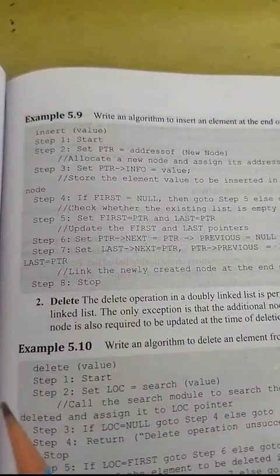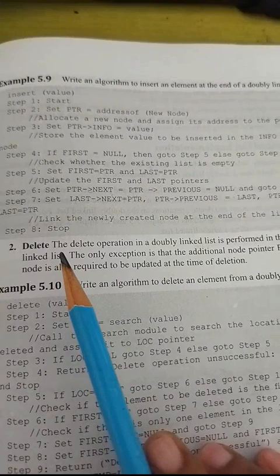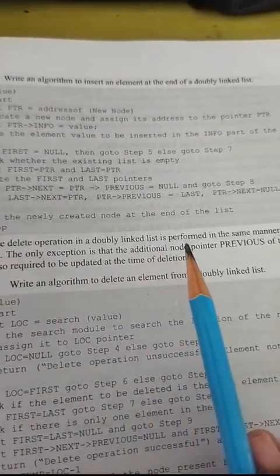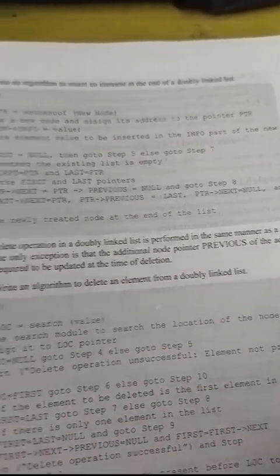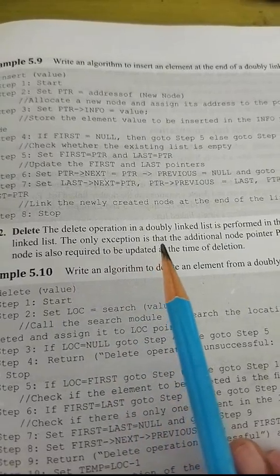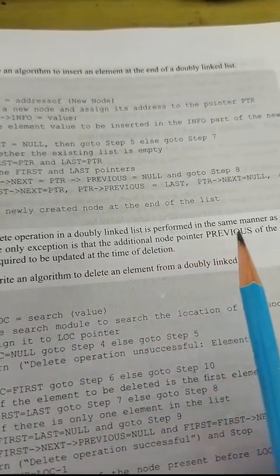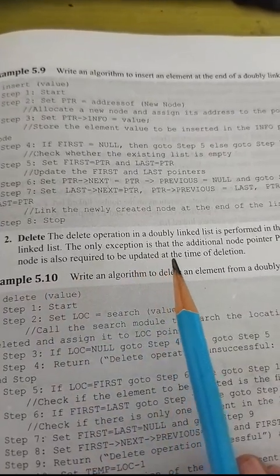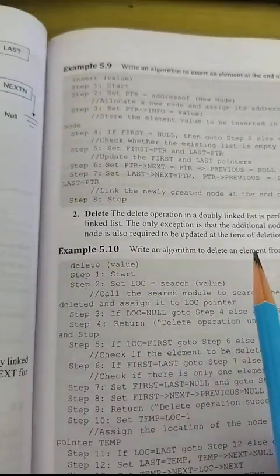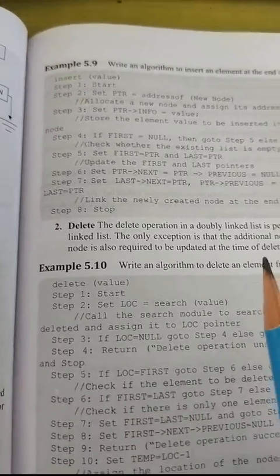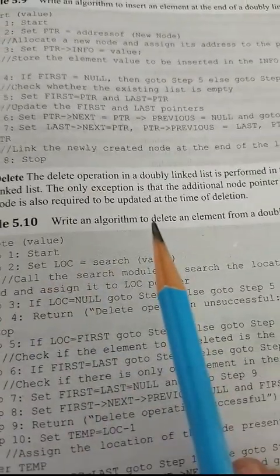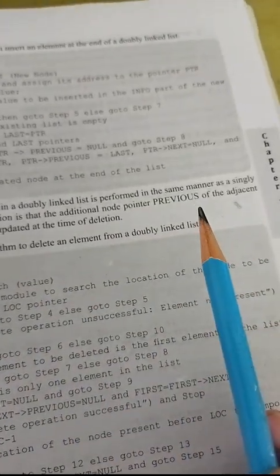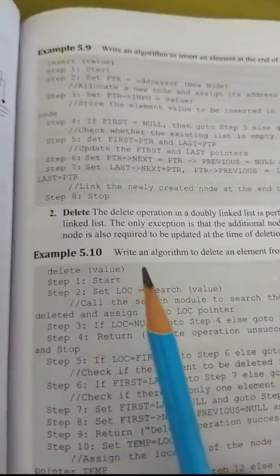Step 8, stop. Next, delete operation. The delete operation in a doubly linked list is performed in the same manner as in a singly linked list. The only exception is that the additional node pointer previous of the adjacent node is also required to be updated at the time of deletion. So while inserting we also have to update the previous node. Here also we have to update the previous pointer of the adjacent node in the delete operation.